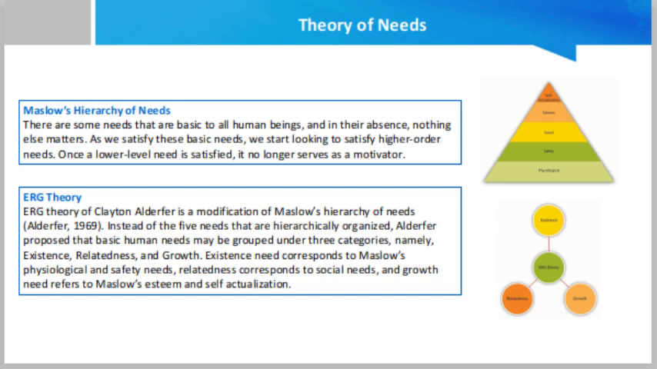Friend, the ERG theory of Clayton L. Alderfer is a modification of Maslow's hierarchy of needs. Instead of the five needs that are hierarchically organized, L. Alderfer proposed that basic human needs may be grouped under three categories, namely existence, relatedness, and growth. Existence need corresponds to Maslow's physiological and safety needs. Relatedness corresponds to social needs, and growth need refers to Maslow's esteem and self-actualization.